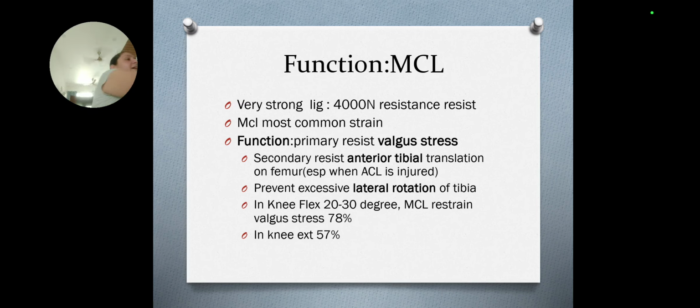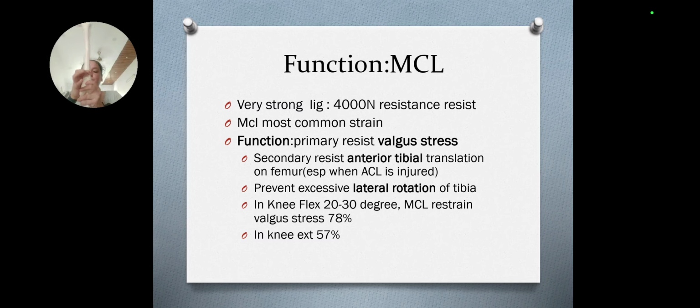So it will hold the joint when valgus stresses are acting on it. Fine. It also resists anterior tibial translation. What is happening is anterior movement of the head of the tibia, the tibial translation, that is when the head moves anteriorly.